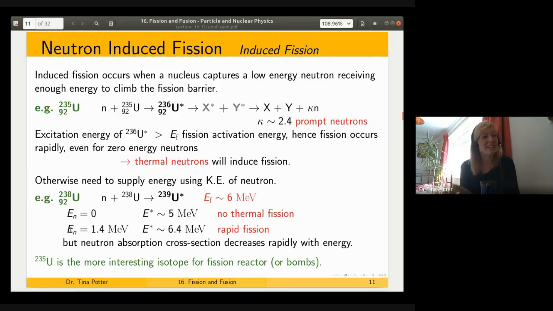If we give that neutron just a little bit of energy, it can give enough energy to the excited state to be 6.4 MeV, and that'll overcome that fission barrier of 6 MeV. So we need to sometimes give those neutrons a little bit more energy to overcome the fission barrier in cases like uranium-238, but uranium-235 doesn't need them. So it's actually the more interesting isotope if we want to induce fission very rapidly, like in reactors. For uranium-238, we need to give it higher energy neutrons, which decreases the neutron capture cross section. So it's a weighing up of two things there.